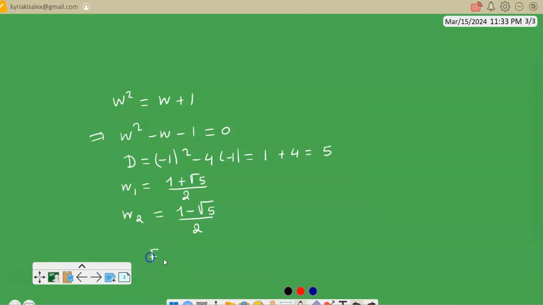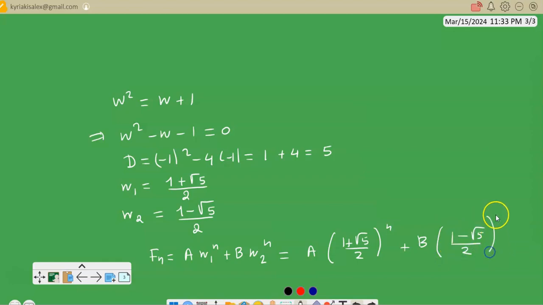So my Fn, my sequence, is a constant a times w1 to the power of n plus a constant b times w2 to the power of n. This is a times 1 plus square root of 5 divided by 2 to the power of n plus b times 1 minus square root of 5 divided by 2 to the power of n.